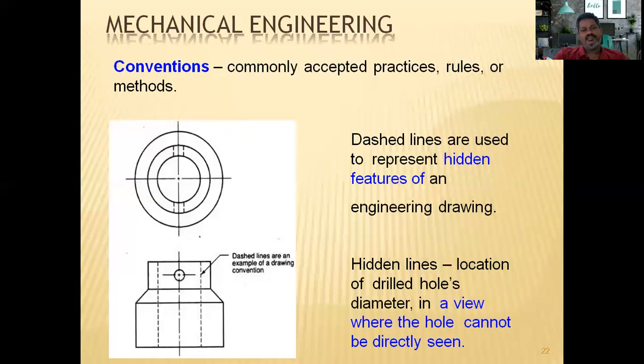As you can see, in the convention, dashed lines are used to represent the hidden features of an engineering drawing. As I said just now, the edges, the holes, that you cannot see will be represented as dotted lines, as you can see here. In this case, you have a hole here, and this hole we cannot see, so it will be represented as a dotted line. This edge you cannot see.